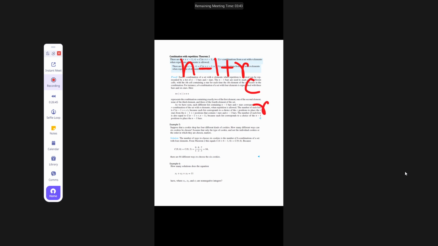Normally, if you have n distinct objects and you are choosing r objects from them without repetition, your answer would be n choose r. Normally, there are 10 people, I'm making a group of 5 people. In how many ways can I do that? 10 C 5. This is without repetition, nCr.